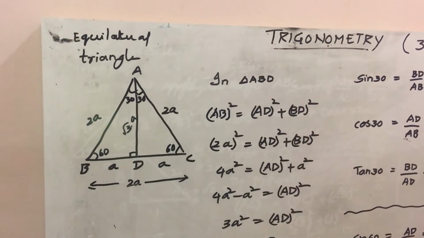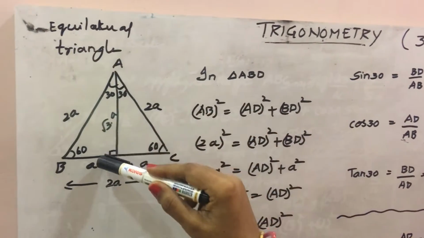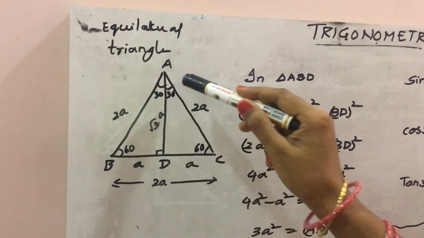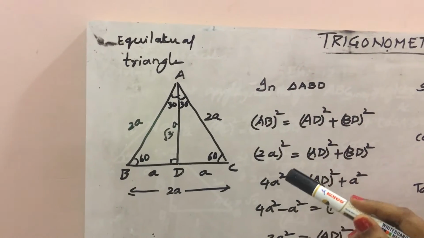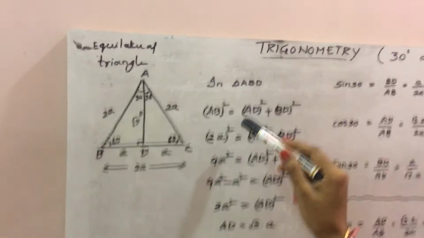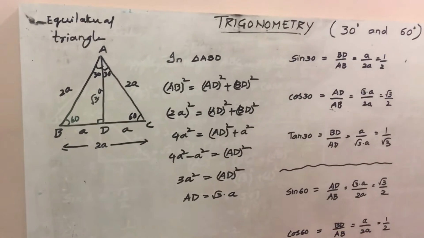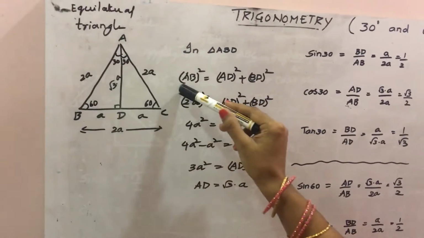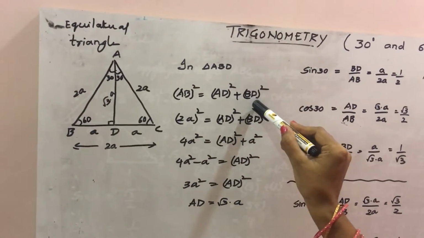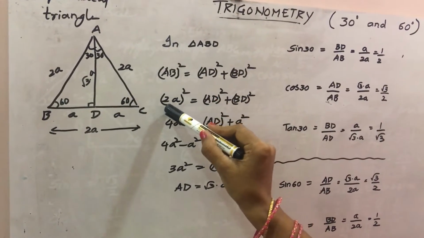In every right angle triangle, we can use Pythagoras theorem. Here we know two sides, but we don't know the value of the side AD. How can we find it out? We can use Pythagoras theorem here also. What is Pythagoras theorem? Hypotenuse square is equal to the sum of the squares of the other two sides. Here hypotenuse is AB. AB square is equal to AD square plus BD square. These two are the other two sides. Here we know the length of AB, that is 2A.